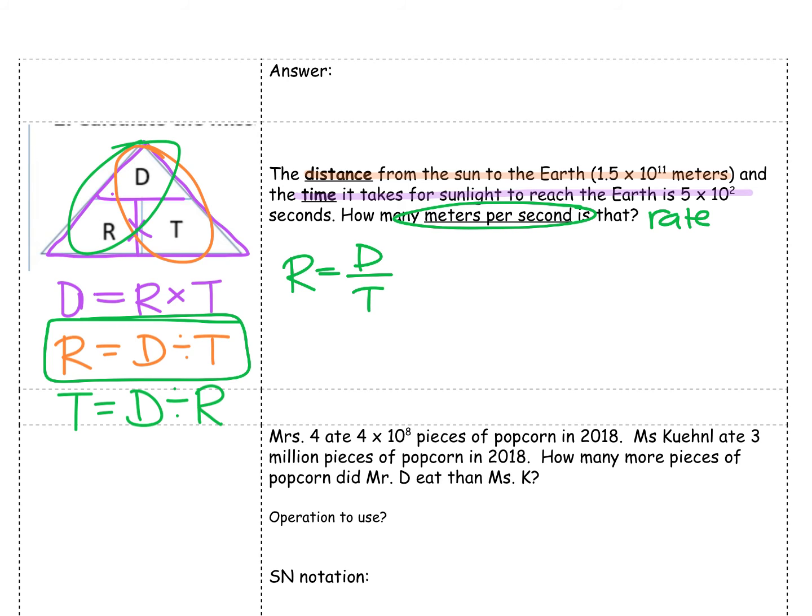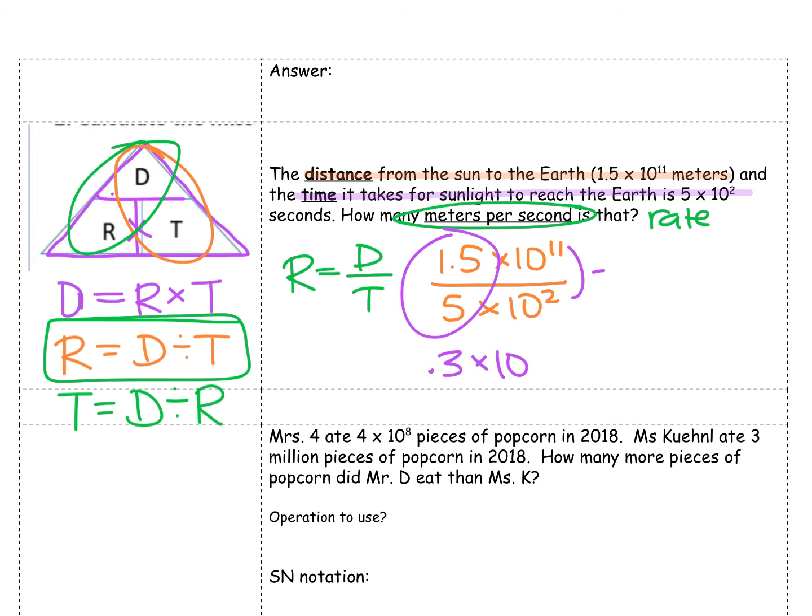So I'm going to take my distance, which was 1.5, sorry, 1.5 times 10 to the 11th power, and I'm going to divide that by the time, 5 times 10 squared. And now I just need to figure out 1.5 divided by 5. I can solve that mathematically. It's like 15 divided by 5, which is 3, but there's a decimal, so it's 0.3 times 10, and I'm going to be subtracting my power. Same base in a division problem, we subtract, so 11 minus 2 is 9.